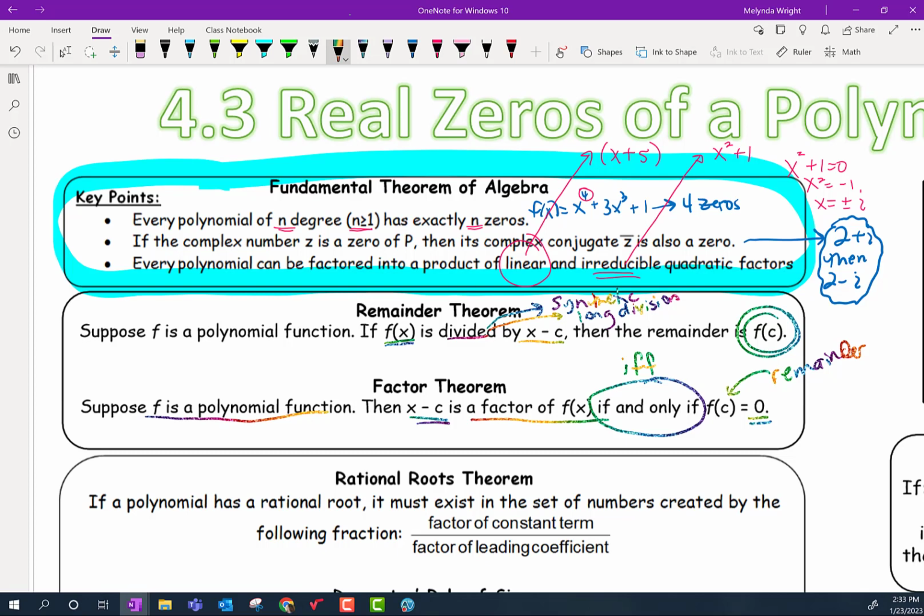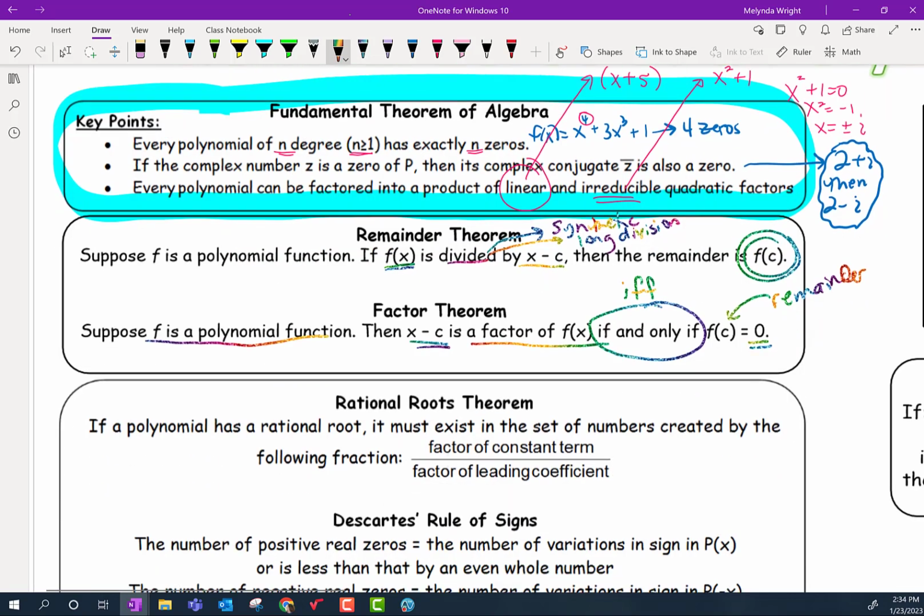All right. Any questions on that block? Okay. Let's look at the next block.